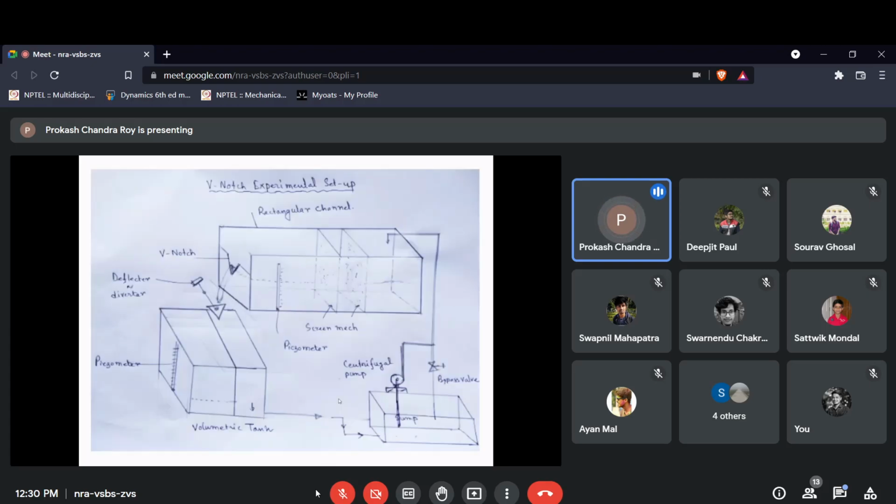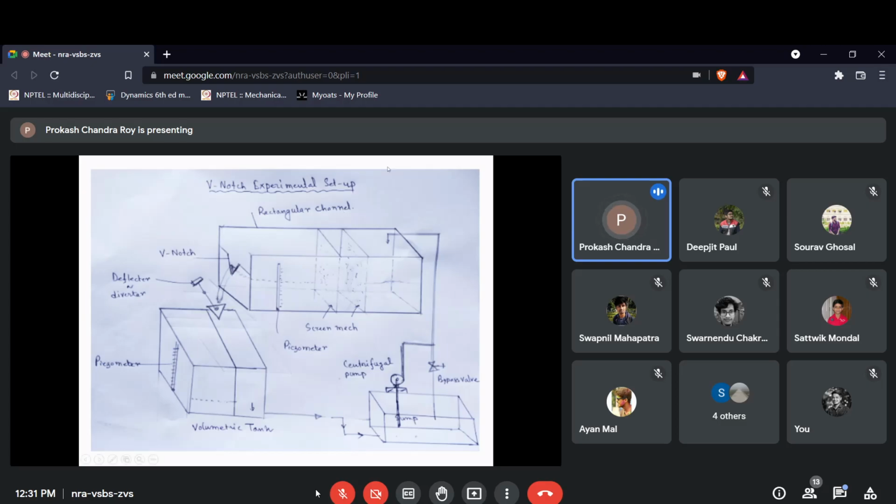So here you will get a schematic diagram of the experimental setup. Here we will create an open channel flow using a pump. So in a laboratory you need to create the flow. There is a centrifugal pump, and this is a sump or tank or reservoir. This is a pump. It will lift the water through this discharge pipe, and it will come here.